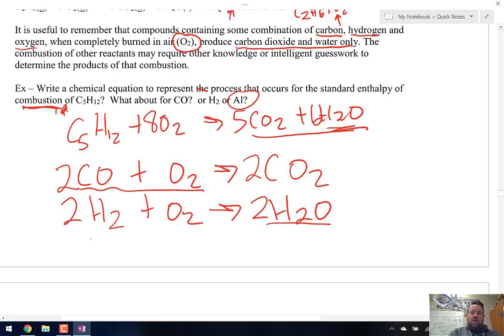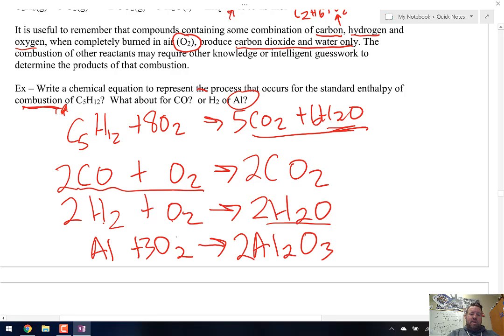What if it doesn't have either one? What about the combustion of aluminum? Al plus O2. Well, any other element, similar to hydrogen or carbon monoxide, is just going to be a synthesis reaction. So when you put aluminum and oxygen together, what do you get? You get aluminum oxide. Aluminum has a +3 charge, oxygen has a -2 charge, so the formula would just be Al2O3. And to balance that, we need 6 oxygens on both sides, which means 4 aluminums on the other side.